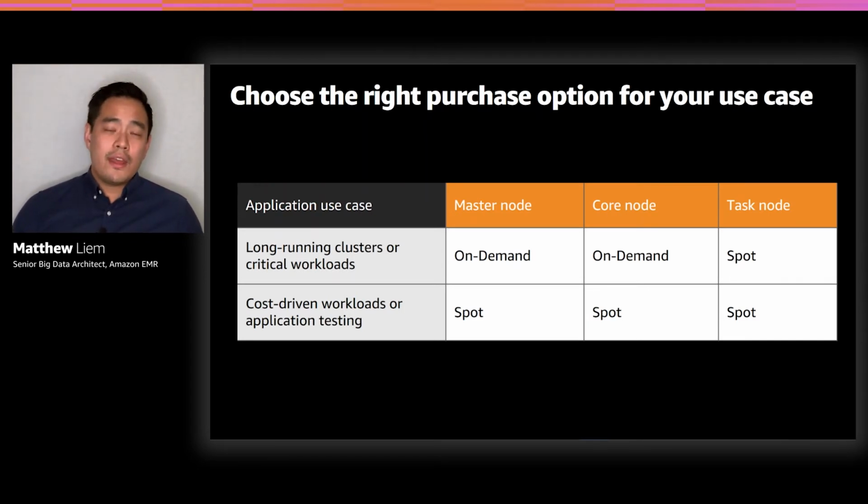With task nodes, Spot is still a great fit even if your workload is really critical, because in the worst case scenario, the job or the task that was running on that node would just be reassigned to another node within your cluster. Now, for cost-driven workloads or application testing, Spot is a great fit for all different node types because you can always just rerun your job or reprovision your cluster if a Spot interruption were to happen.